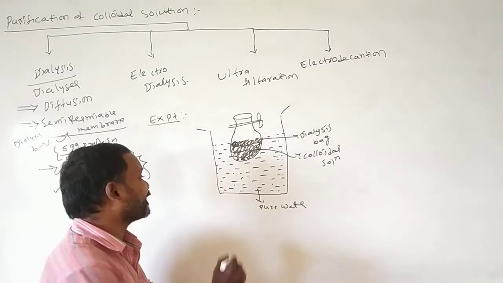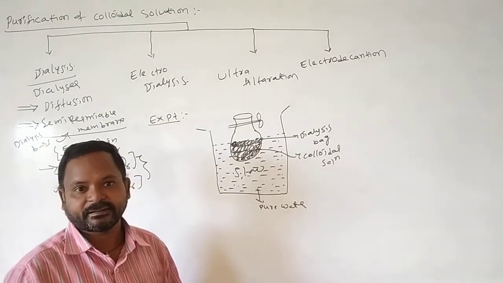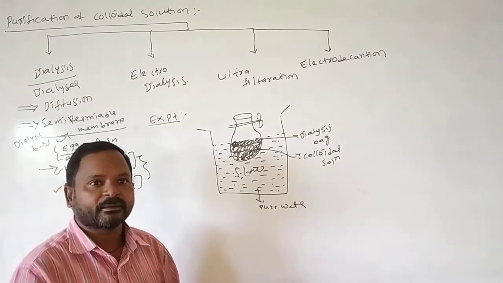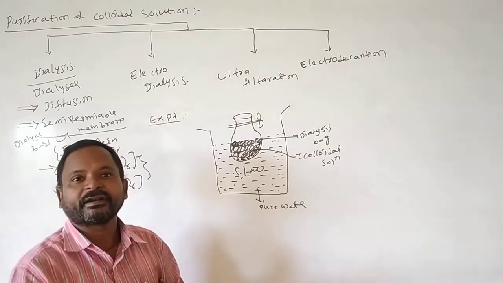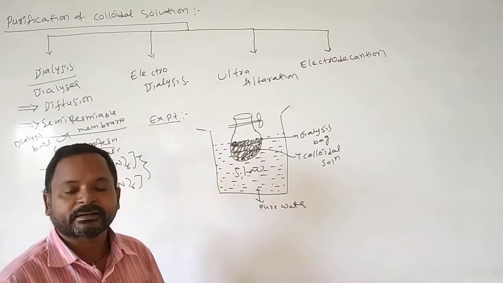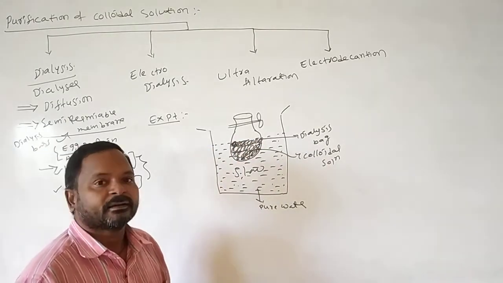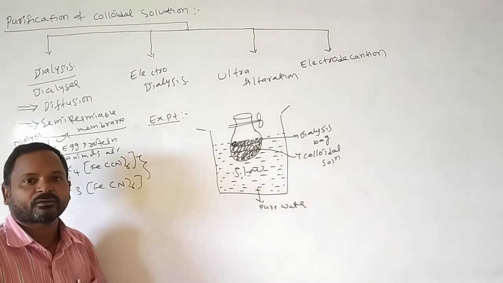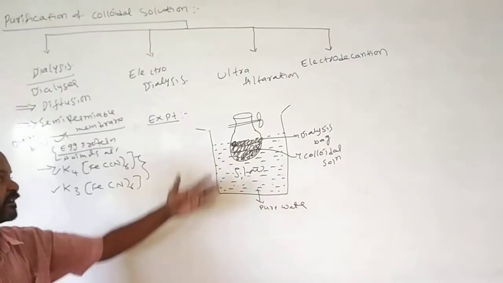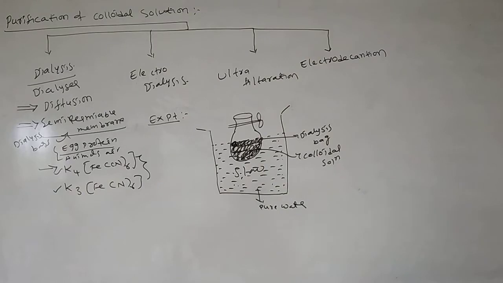And one more thing, it is a very slow process, and it is not accurate. That means sometimes, suppose syrup is there, if you are doing like this, some impurities may be present, there is some chance of that in the dialysis bag. This is one important method for the purification of colloidal solution, and it is a cheap method. We need not require any materials, just a parchment membrane. This is the first one, dialysis.